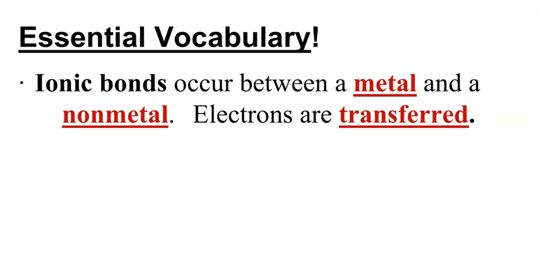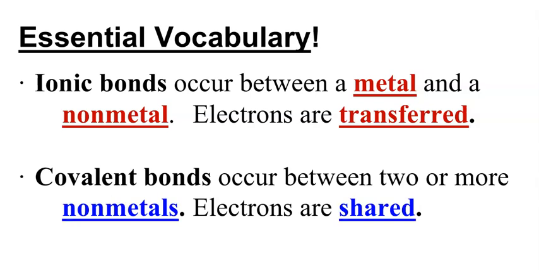All right, a little bit of essential background information. Ionic bonds occur between a metal and a nonmetal, and in an ionic bond, electrons are transferred. So they go from the metal to the nonmetal. However, covalent bonds are different. These only occur between two or more nonmetals. So no metals are involved. And in a covalent bond, electrons are shared instead of transferred.